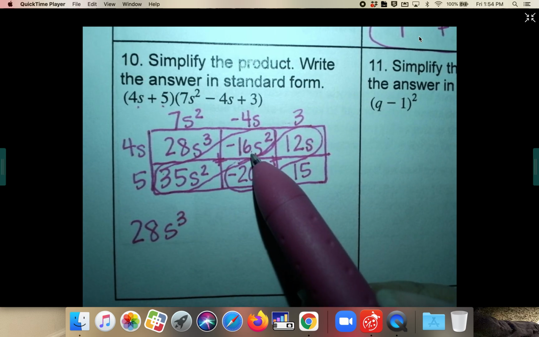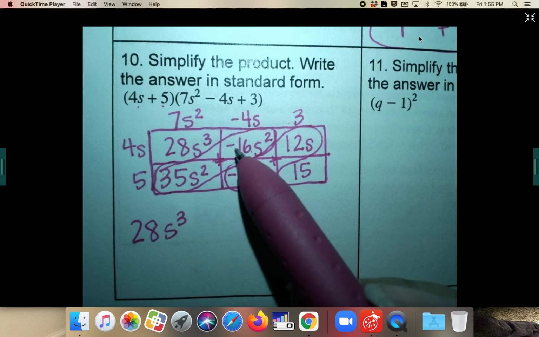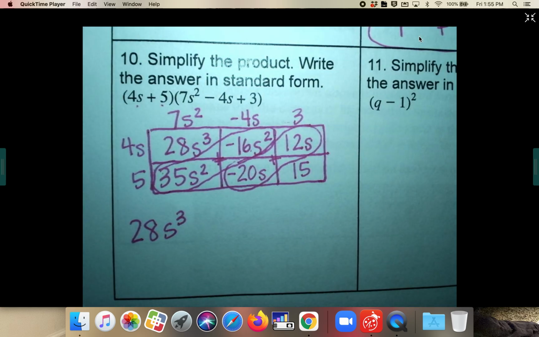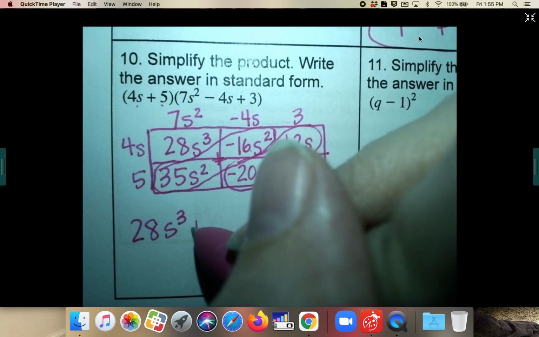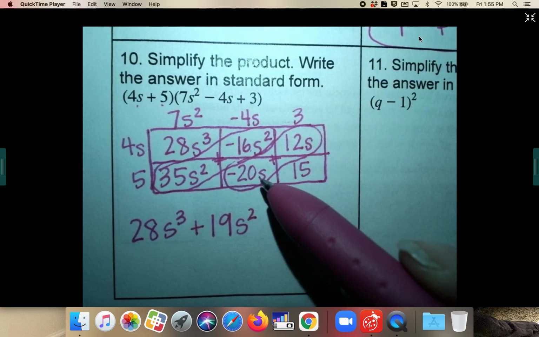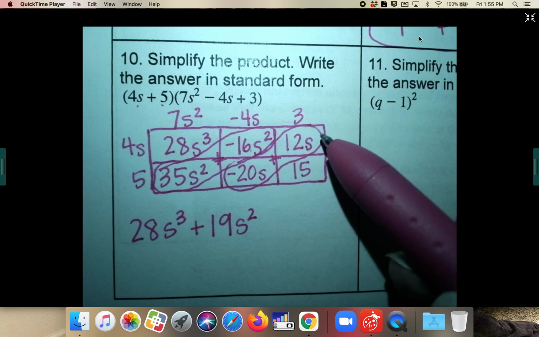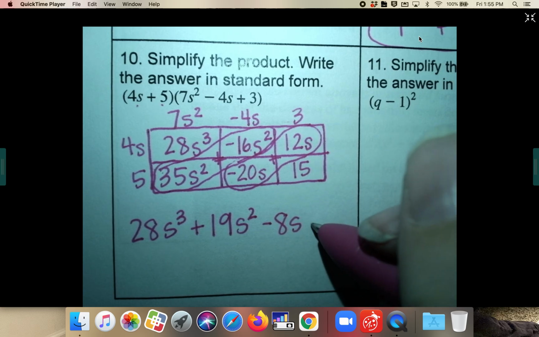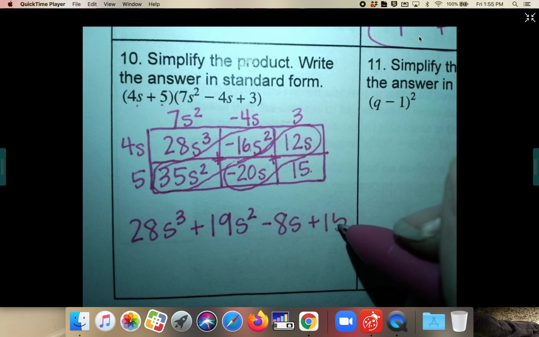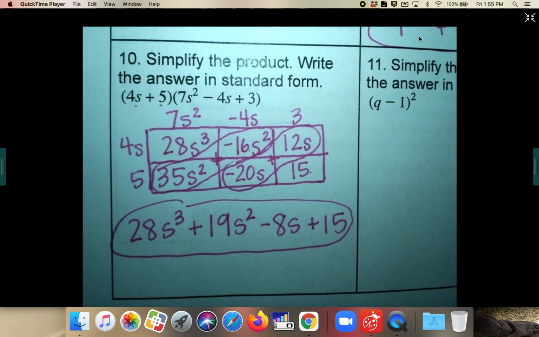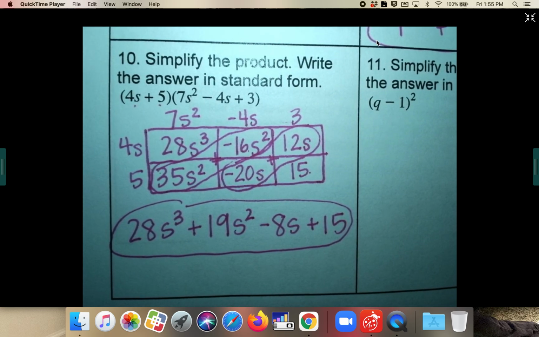And then I'm going to go ahead and add these two like terms. So 35 plus negative 16. 35 plus negative 16 is 19. So positive 19s squared. And then you've got negative 20 plus 12. Negative 20 plus 12 is negative 8s. And then you've got your plus 15 down here. Okay, so that was a big one. But at least you can see where all the work comes from whenever you do a box.